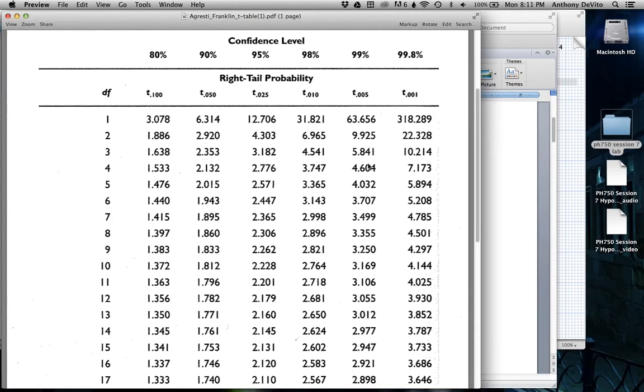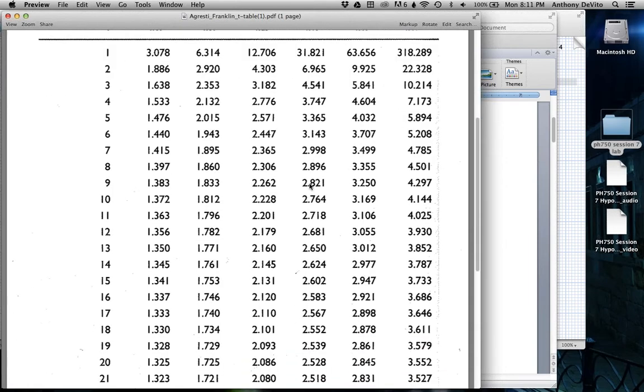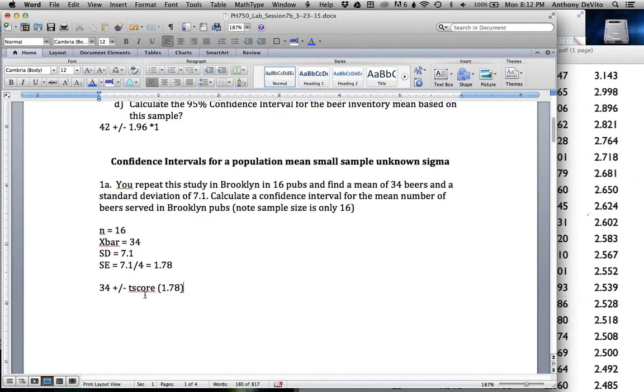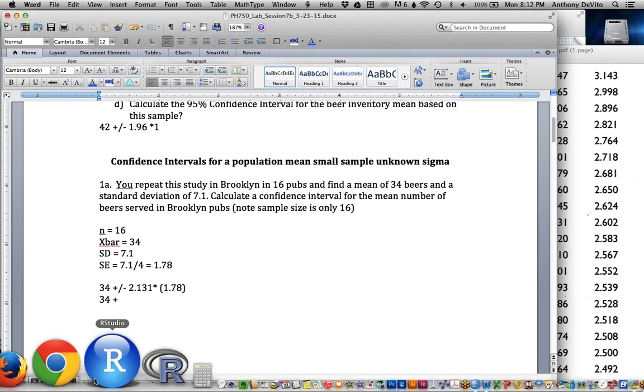What was our sample size here? 16. So how many degrees of freedom? 15. So we're going to go across here on 15, and we're going to find the t-score that we need to use is 2.131. Right? So I'm going to go back to my calculation, and I'm going to say that t-score has to be 2.131 times my standard error. So what's my 95% confidence interval going to be? It's going to be 34 plus, and let's calculate this.